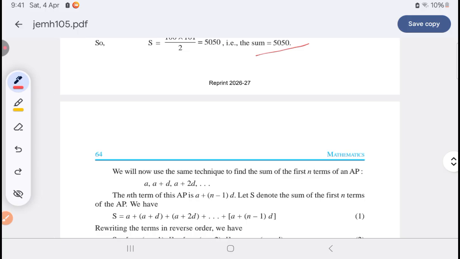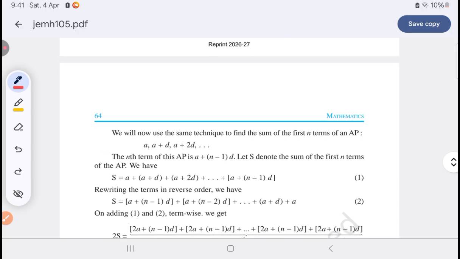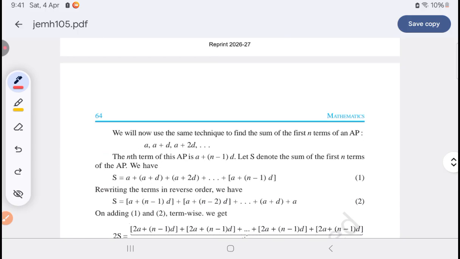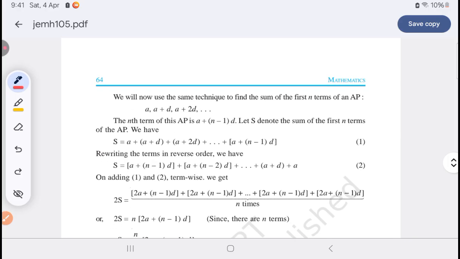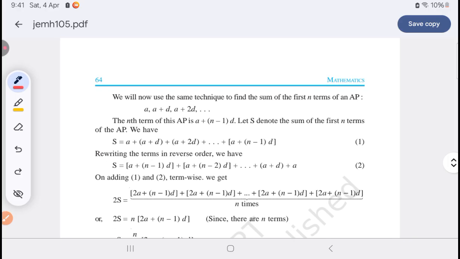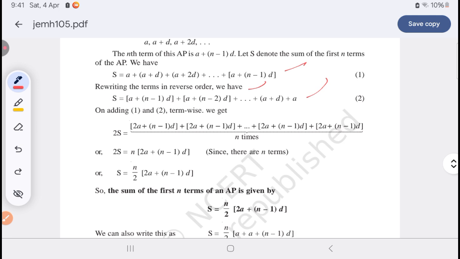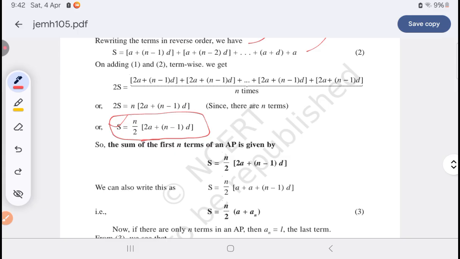Use the sum technique. Find the sum of n terms of the AP: a, a plus d, a plus 2d, and so on. Write S equal to the sum of all the terms, then write the terms in reverse order and add. So you will finally get S equal to n by 2 into (2a plus (n minus 1) into d). This is the sum of the first n terms of the series.